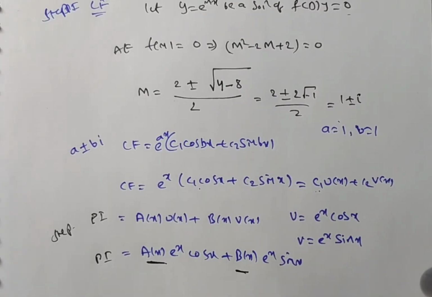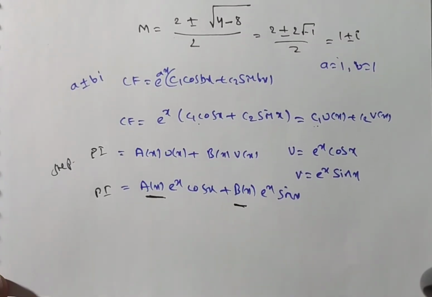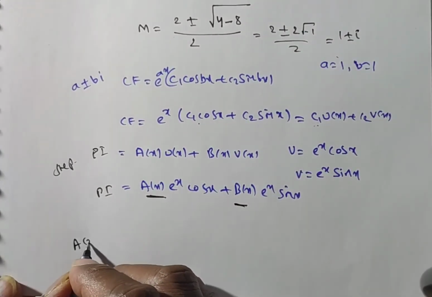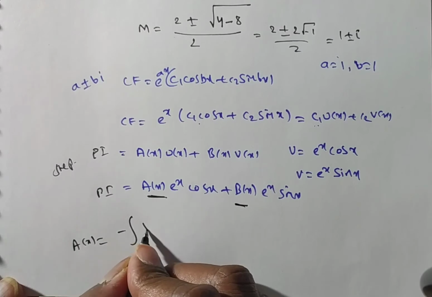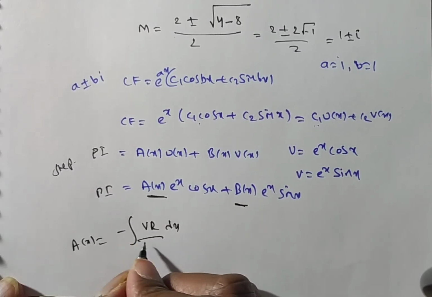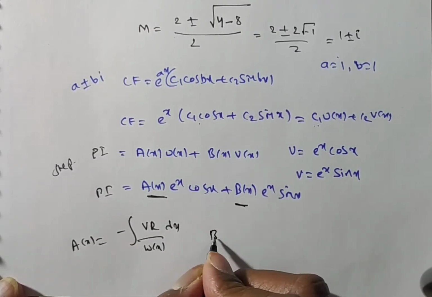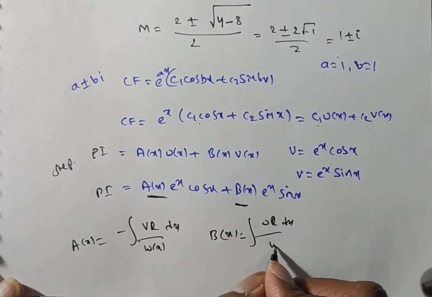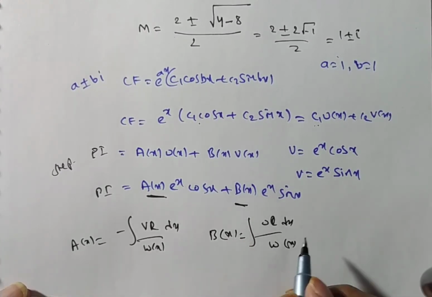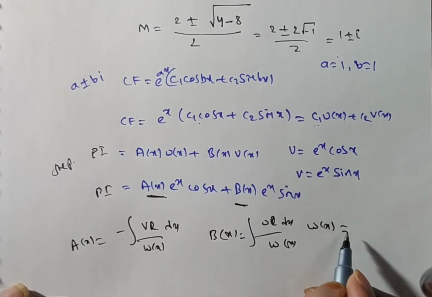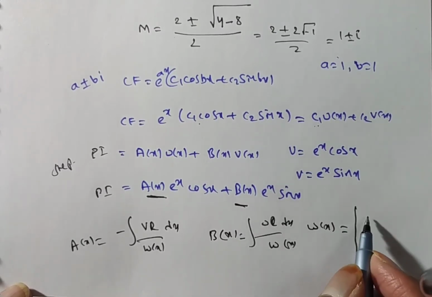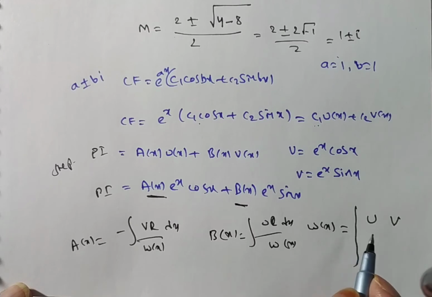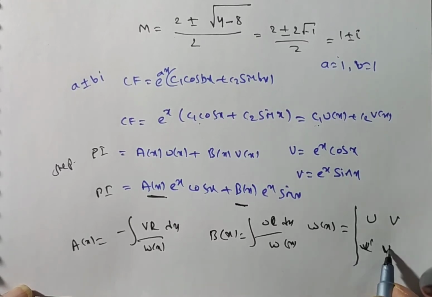How can we find them? We have a formula. a of x is equal to minus integral v r dx by w of x, and b of x is equal to integral u r dx by w of x, where w of x is called the Wronskian of u comma v, that is the determinant of u, v, u dash and v dash.